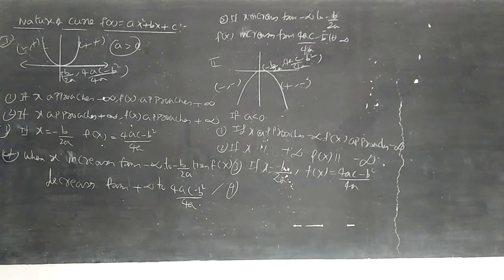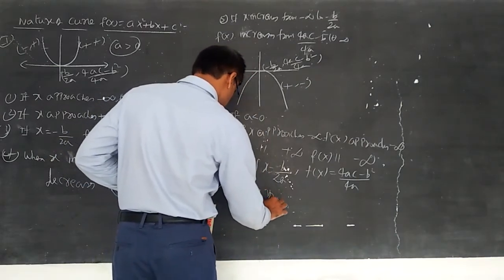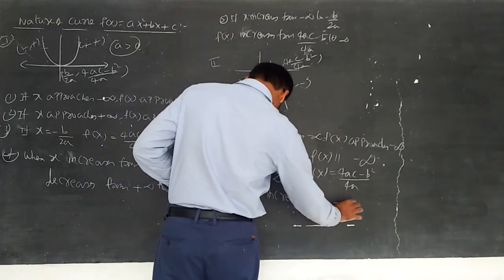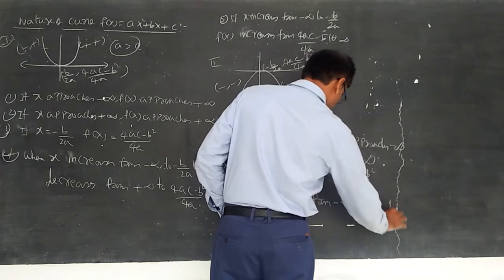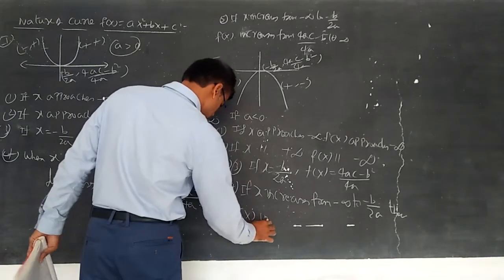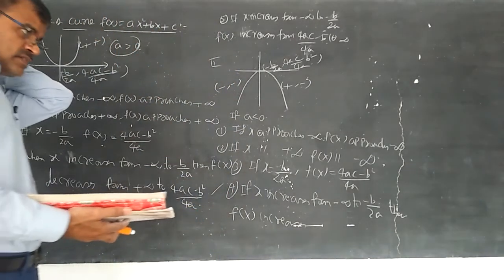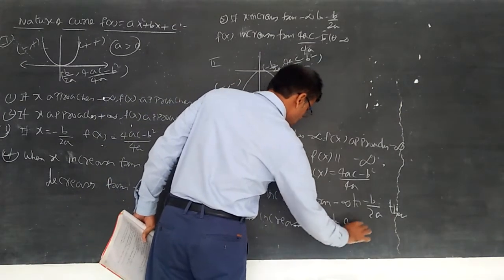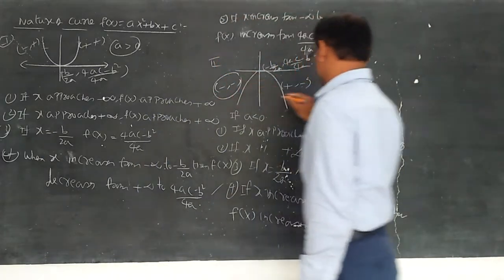When x increases from minus infinity to minus b by 2a, then f of x increases from minus infinity, because both are minus infinity, to (4ac minus b square) by 4a. Try to understand the minus concept.